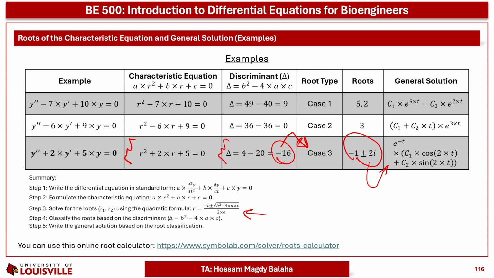Inside the general solution, we have 3 different general solutions based on the discriminant. Case 1, different and real roots. Case 2, real and equal roots. Case 3, complex roots. And for each case, we have the corresponding general solution.